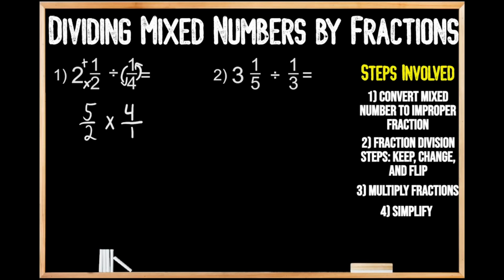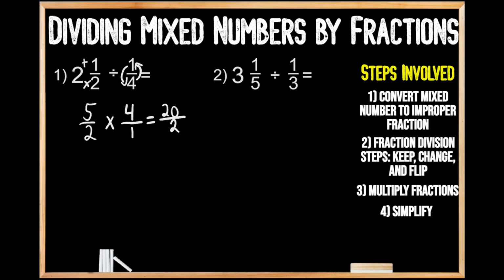Now we move on to step number 3, where we multiply these fractions. Beginning with our numerators, we multiply 5 times 4, which we know gives us 20. For our denominators, we multiply 2 times 1, which gives us 2, for 20/2. Now we move on to step number 4, where we simplify this fraction.